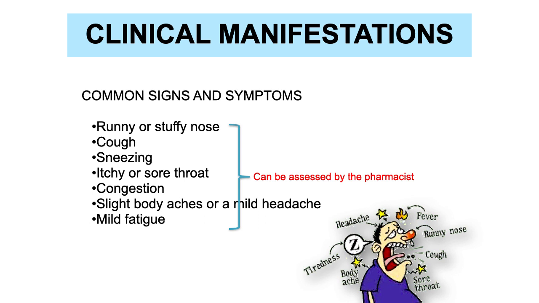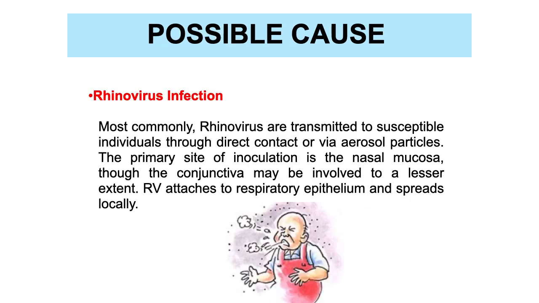So again, it depends. Right, so there's coughing, sneezing, itchy or sore throat, congestion, slight body aches and/or mild headaches, and then mild fatigue. And these are things that we can assess as a pharmacist. So what causes, class, our common cold? As we've said, the most common cause of colds would be viruses, specifically the rhinovirus. It's transmitted to susceptible individuals either through direct contact or via aerosol particles. So it's an airborne type of virus. All right.